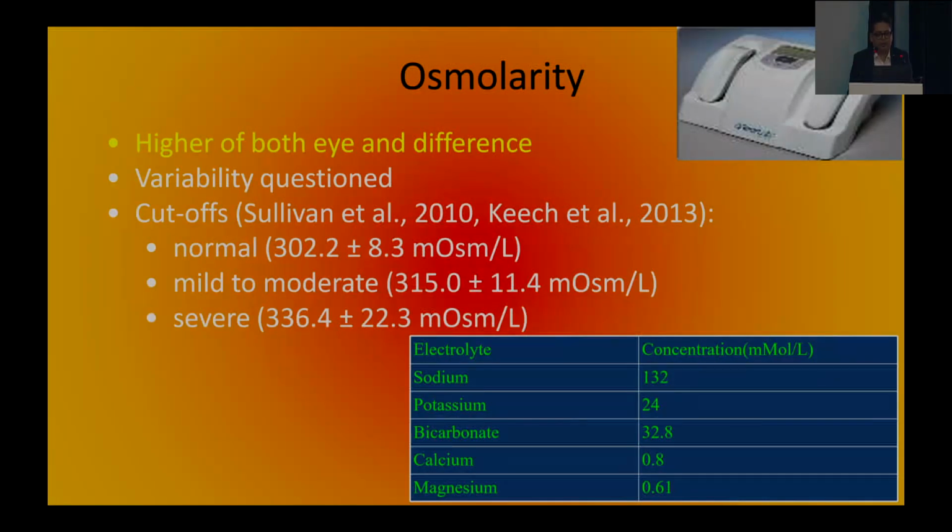Now the osmolarity: this is the gadget that lets us know whether the tear is hyperosmolar or normosmolar. If the tear film is hyperosmolar, that means the osmolarity is higher, and it is not a good tear; usually there is some sort of inflammatory component.